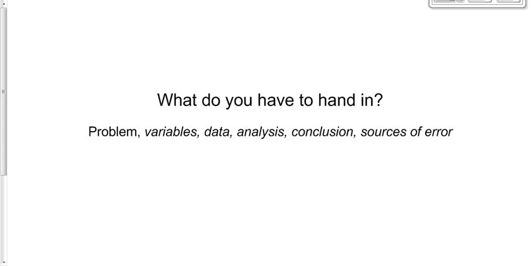Okay, what do we got to hand in here, guys? You got to hand in your problem, of course, which I already gave you, your variables, which should have become somewhat evident as we were going through the procedure for that. You need to hand in your data, of course, which is your DO, DI, and F. Your analysis, which is your 1 over DO, 1 over DI, and then your graph, and then the analysis we did based on the graph. Conclusion, and your sources of error.